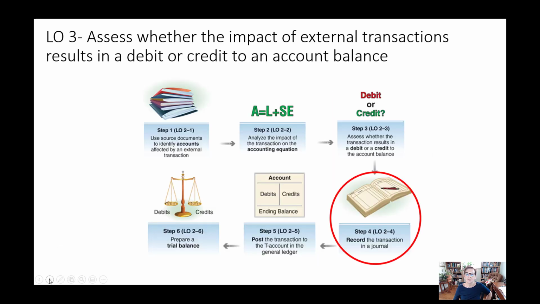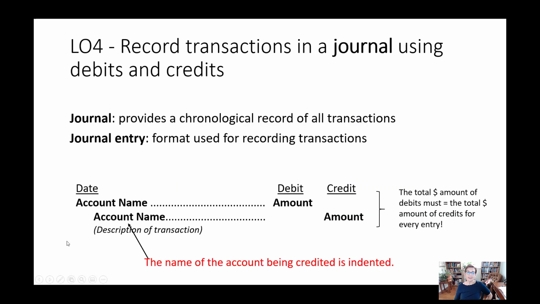Okay. So next up, remember I said those are the 2 hardest. Next up is recording them in a journal. So once you've decided your debits and credits, you've done the hard part. Now we're going to record it in a journal. But you do have to understand, what is a journal? A journal is a list of every single transaction that happened in a company in chronological order.